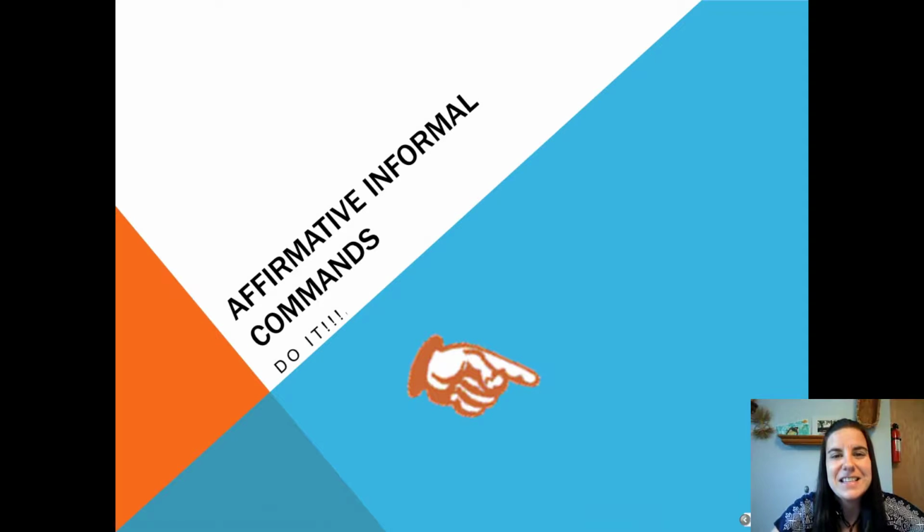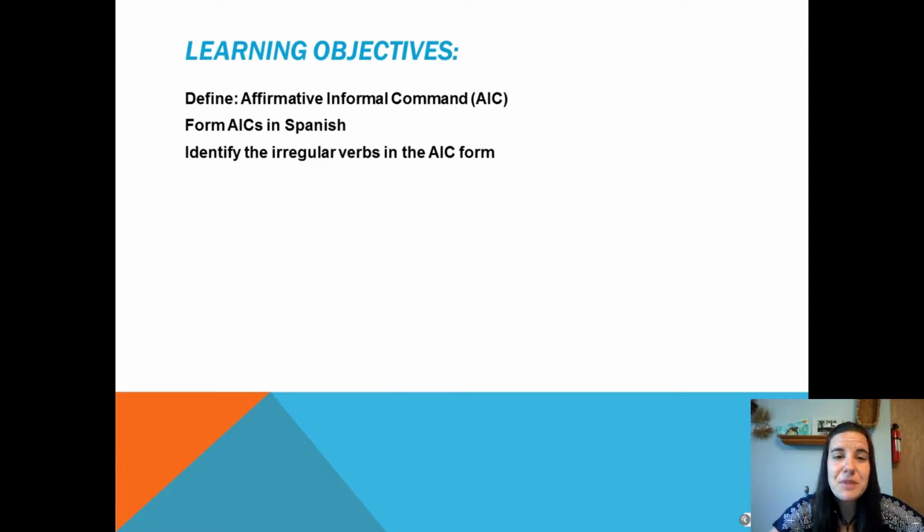So this lesson is on the affirmative informal commands. It's called "Do it." And whenever I teach the affirmative informal commands in Spanish, out comes my command finger. So that's what the visual is there about. It's my command finger. The learning objectives are that you will be able to define what an affirmative informal command is, and I also often call them AIC, form the AIC in Spanish, and identify the irregular verbs in the AIC form.